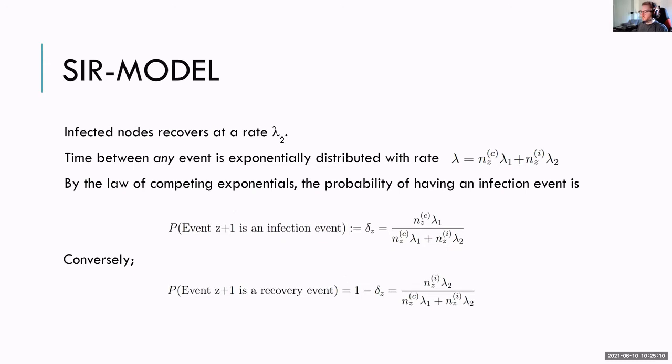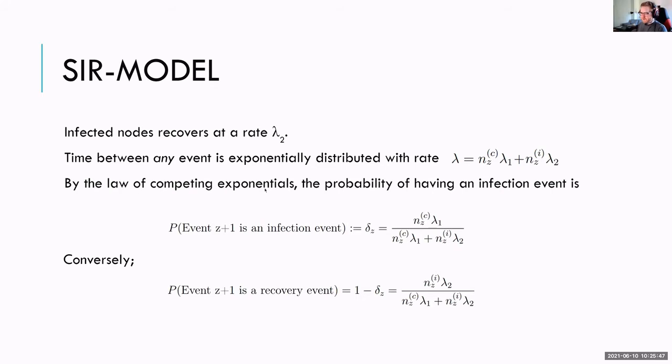So an outbreak is guaranteed with the SI model, which is why we also have the SIR model that introduces a new state, which is recovered. Recovered nodes stay recovered forever, and infected nodes recover at a rate lambda 2. So now we have two events that can happen, and so the time between any event is exponentially distributed with some rate lambda, and that is the number of connections times lambda 1 plus the number of infected nodes times lambda 2. That is just how many of these events can take place.